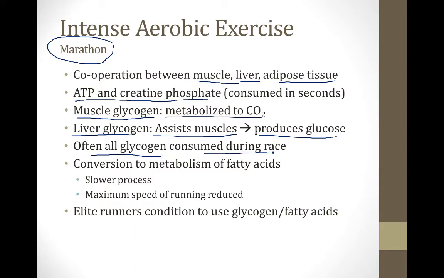And once again, this is why runners often carbohydrate load before long races. Because all the glycogen gets consumed, there's some conversion to metabolism of fatty acids as well. Metabolism of fatty acids is a slower process. And as you know, the maximum speed of running a marathon is reduced compared to the maximum speed of running shorter distances. And elite runners condition their bodies and their muscles to be able to run on stored glycogen and fatty acids for long periods of time at a fast pace.